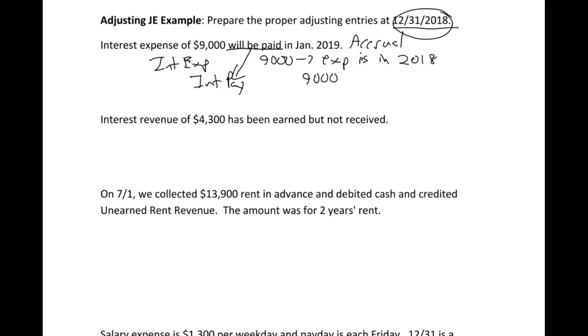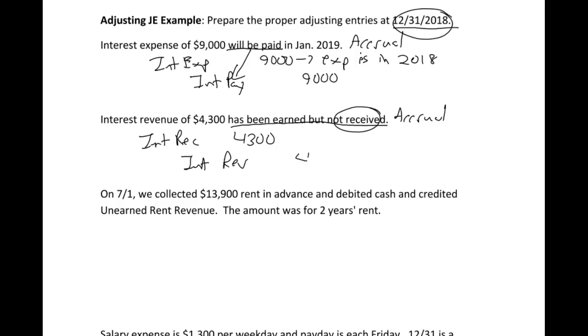On the flip side, we have interest revenue. Notice here, it has been earned but not received. That "not received" should tell us we're going to have a receivable. Once again, this is another accrual journal entry. This is the revenue side, so we're going to have a receivable with a revenue. We're going to have interest receivable of $4,300 and interest revenue of $4,300.